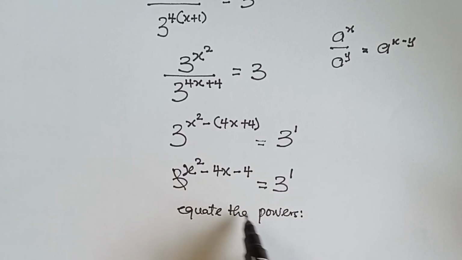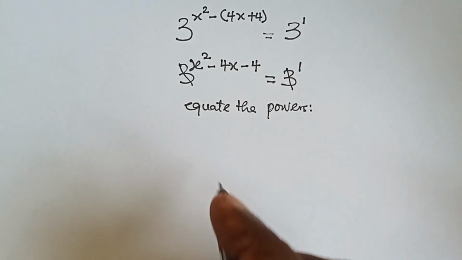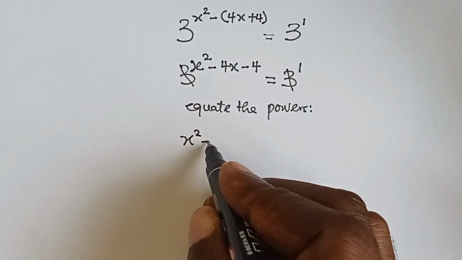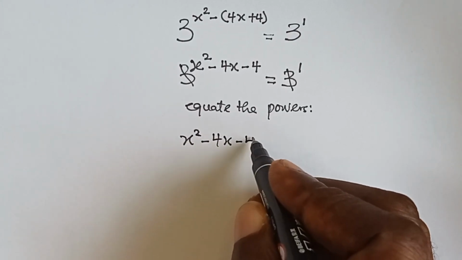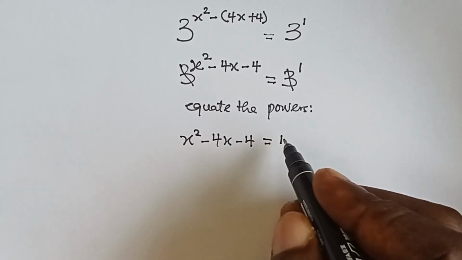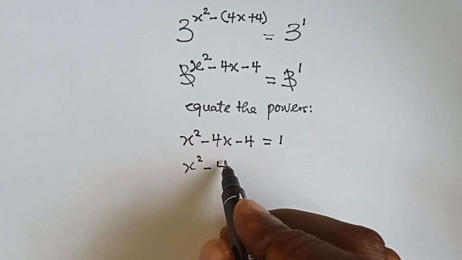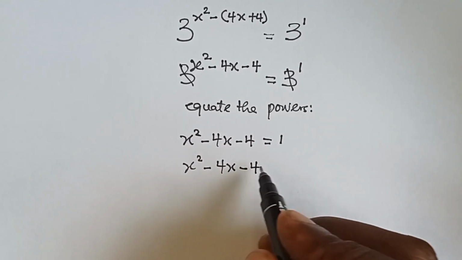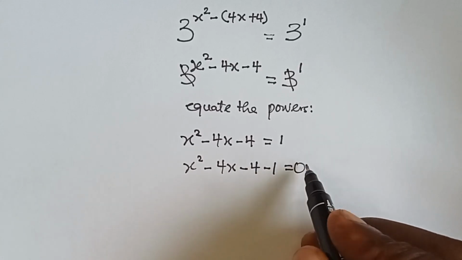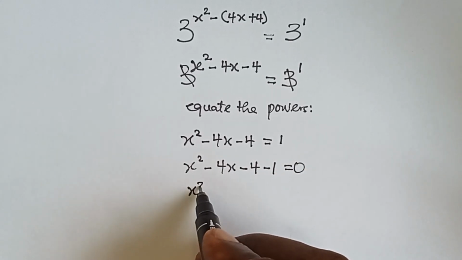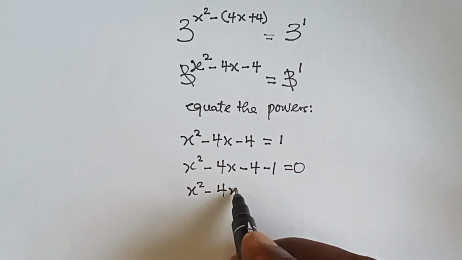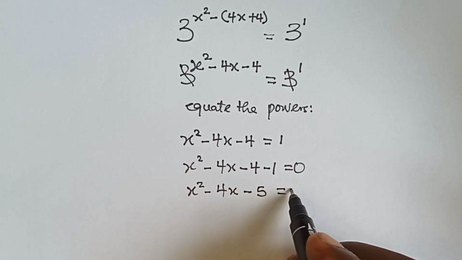That means that these 3, we cancel these 3. And then what do we have? We have x squared minus 4x minus 4 equals to 1. Right, so we can bring this 1 here. It becomes x squared minus 4x minus 4 minus 1 equals 0. And that becomes x squared minus 4x minus 5 equals 0.